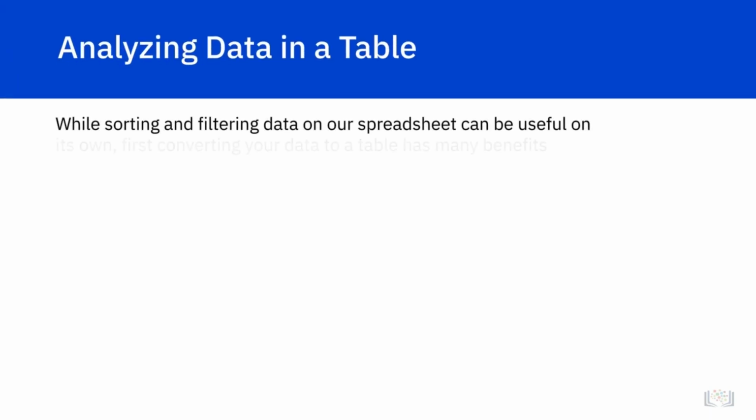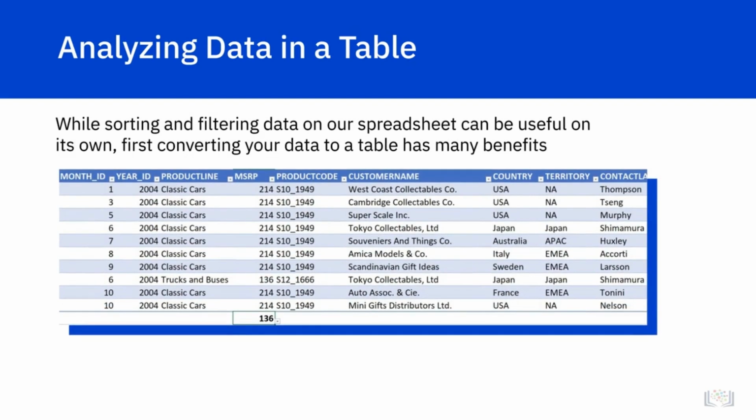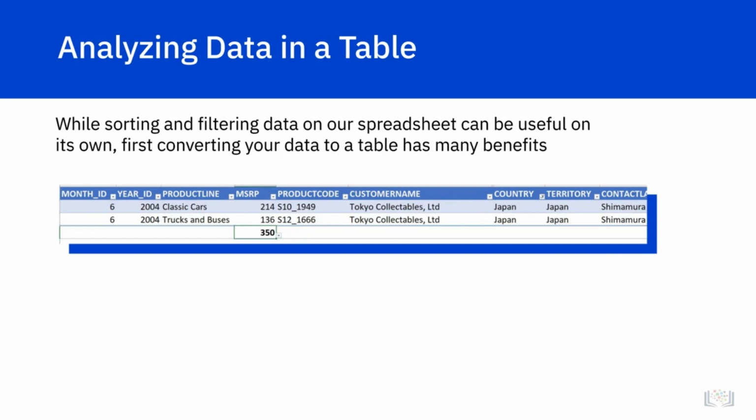While sorting and filtering data on our spreadsheet can be useful on its own, first converting your data to a table has many benefits. When we convert our data into a table, we are able to filter and calculate the data more efficiently. One example is the ability to easily calculate columns. For the column MSRP, we choose Sum, and we're able to quickly calculate the sum of the column. If we then look at the data, and we only want to calculate the MSRP total based on Japan, we would filter the country column to only display Japan, and the column would then only add the values in the rows that were associated with Japan.